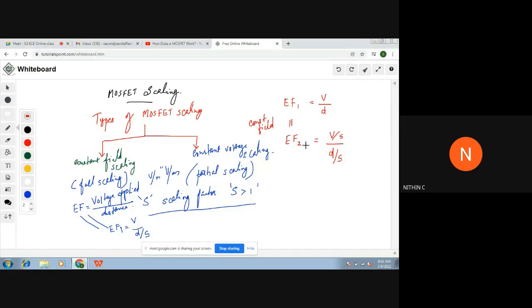Is it clear? We need to make the electric field constant. At the same time, we need to reduce the dimensions also. So we reduced the dimension by dividing it by a factor S. But we need to make these two values the same. To do that, I need to divide both sides by the same scaling factor. I scaled down the voltage, and if we scale this down too, the electric field will remain the same, because the electric field is actually the ratio of voltage and distance. Did you understand the logic?